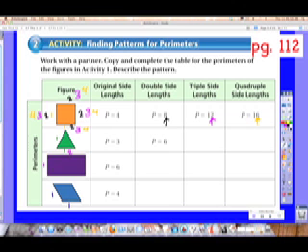Okay, so do you think there's going to be a pattern with our triangle? Probably. Let's see if there is one. So this triangle is 1 by 1 by 1. 1 plus 1 plus 1 is 3. But if we double it, it would be 2 plus 2 plus 2, which is 6. If we triple it, what are the sides going to be? Yep, 3 plus 3 plus 3 is going to be 9, for our perimeter at least. And then if we quadruple it, 4 plus 4 plus 4.